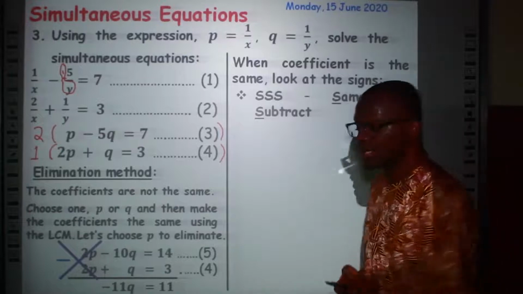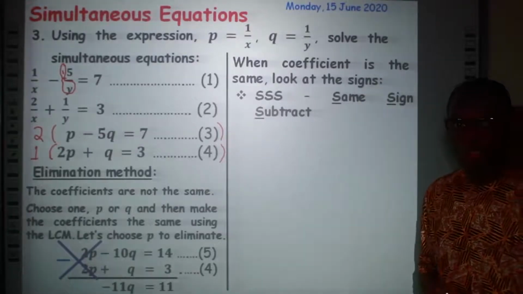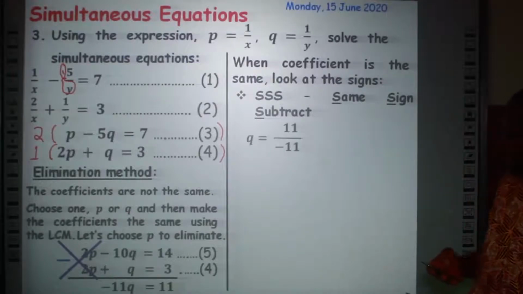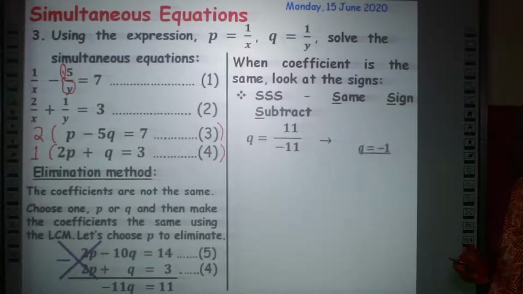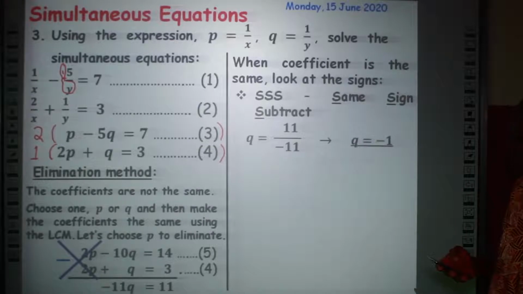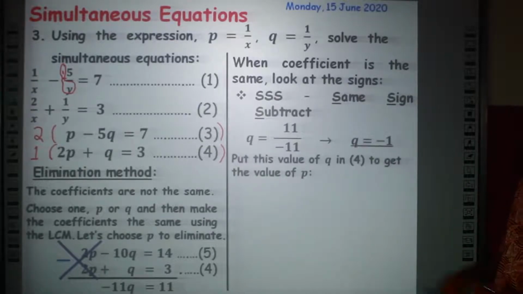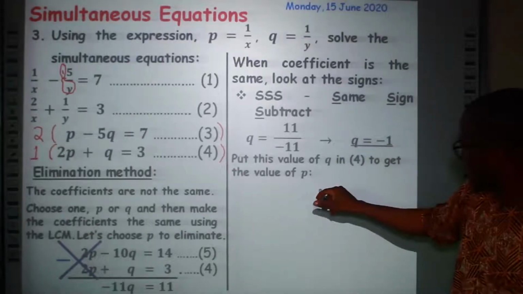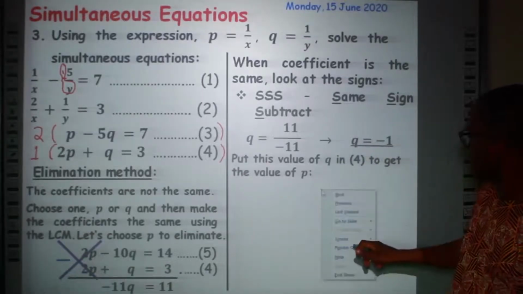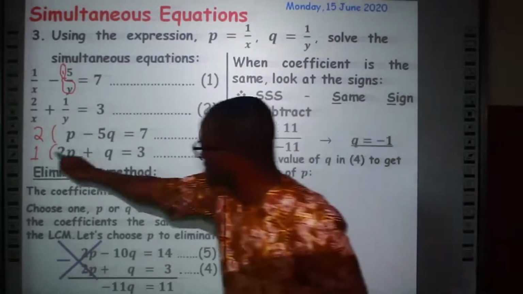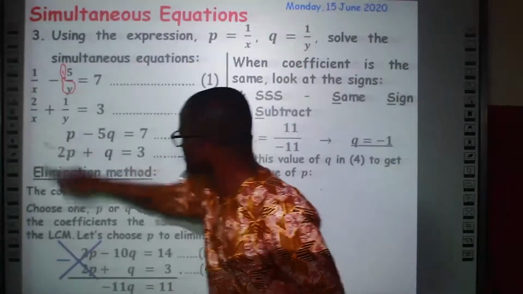And from here, to get q, it's quite straightforward. You simply divide both sides by minus 11. And so, q is 11 divided by minus 11. And that gives you minus 1. So you have the value of q. So given this value of q, you put this in equation 4. Okay, right there. Now I'm going to have to quickly erase those parts we don't really need. Erase that, so it's less confusing.